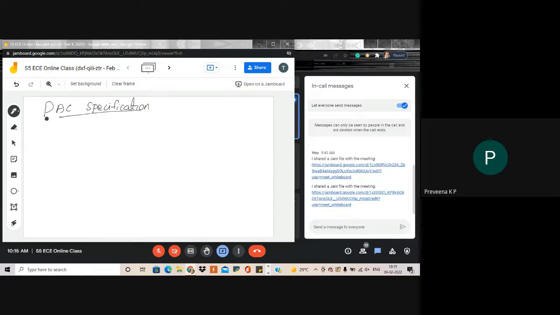So we want this IC and it should have this current capacity and this much voltage. We need this much output voltage, and we will state our requirements. So that IC should meet those requirements. That is the importance of studying the specifications.